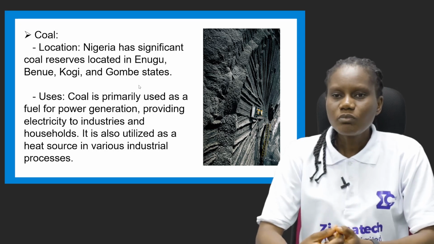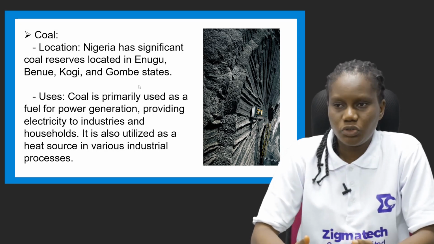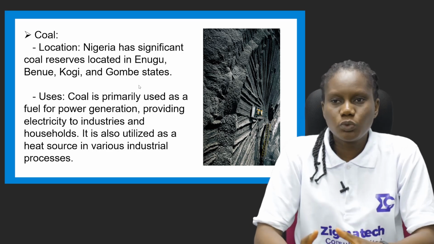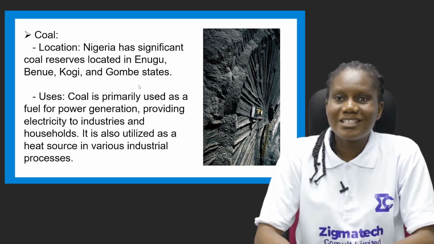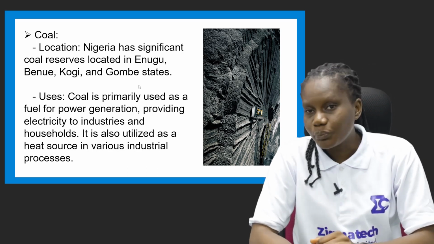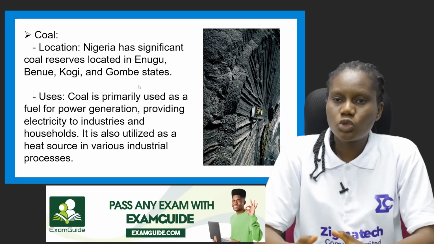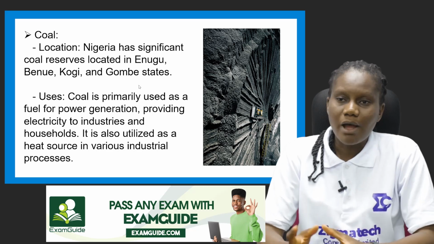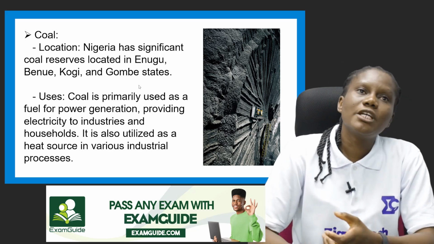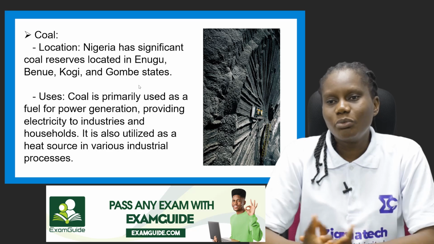So number one is coal. Where can you find it in Nigeria? That's why we're looking at the location. Nigeria has significant coal reserves located in Enugu, Benue, Kogi, and Gombe states. There may be some other states too, but they are mostly found in Enugu, Benue, Kogi, and Gombe states.